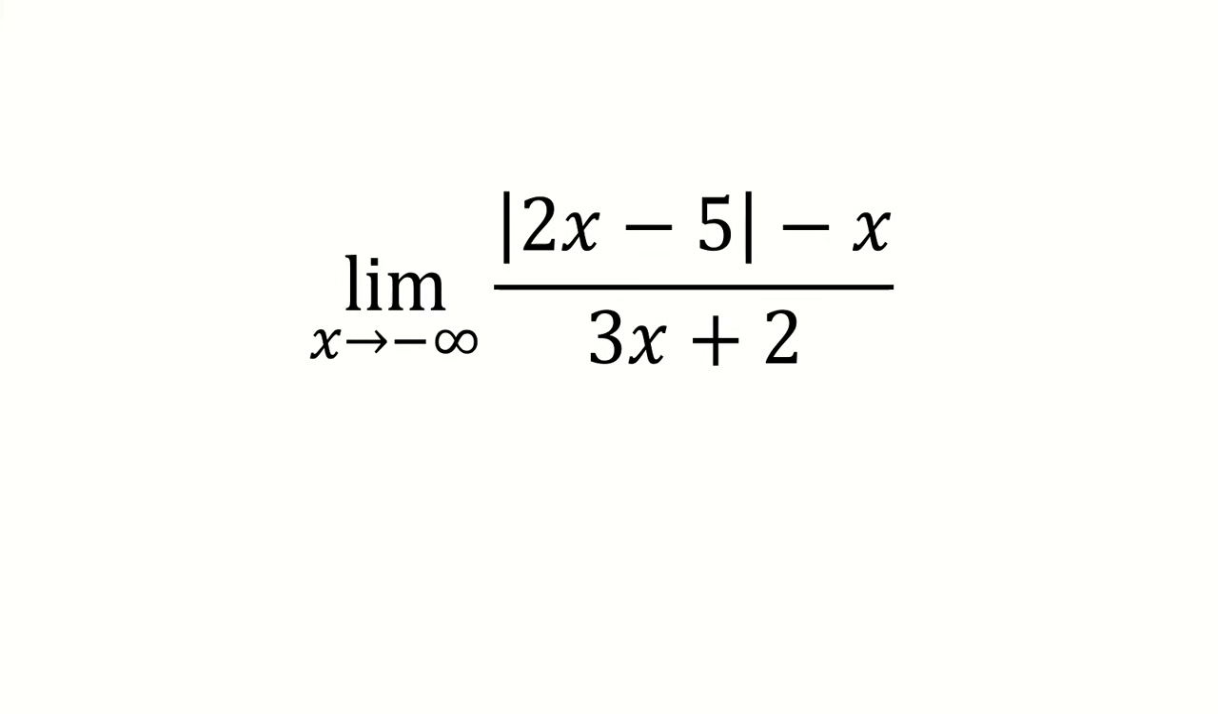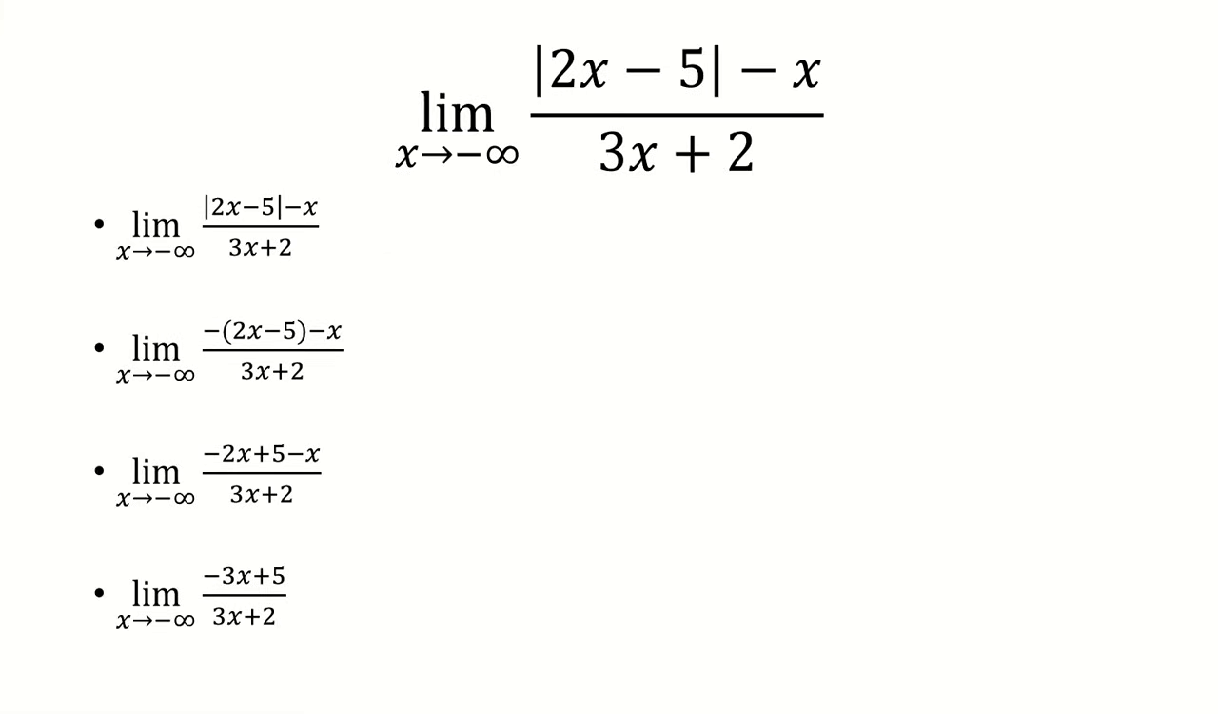In this video, we're going to find the limit as x approaches negative infinity of the absolute value of 2x minus 5 minus x, all over 3x plus 2. This limit problem looks intimidating. It has a triple threat: a limit at negative infinity, a fraction, and the dreaded absolute value sign.